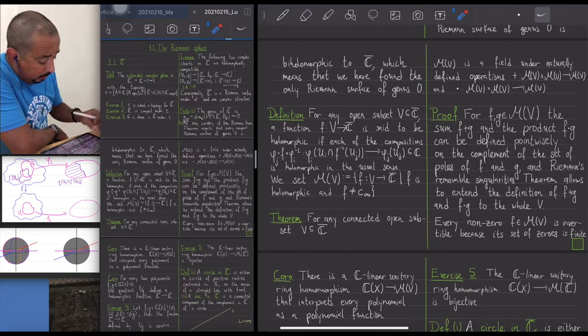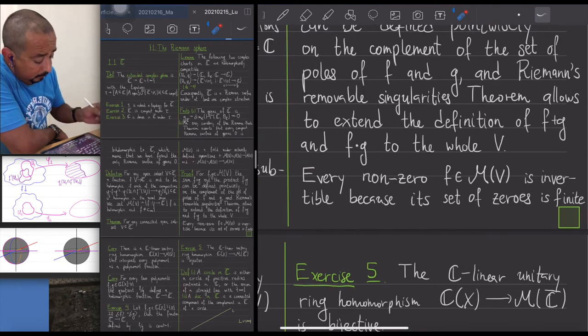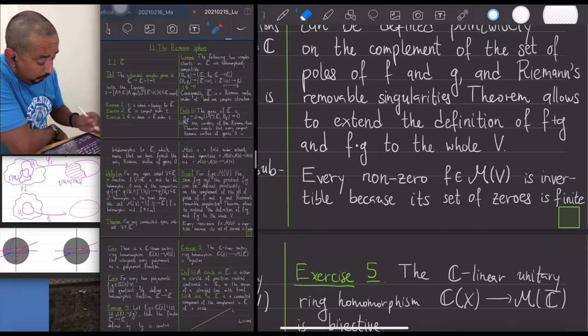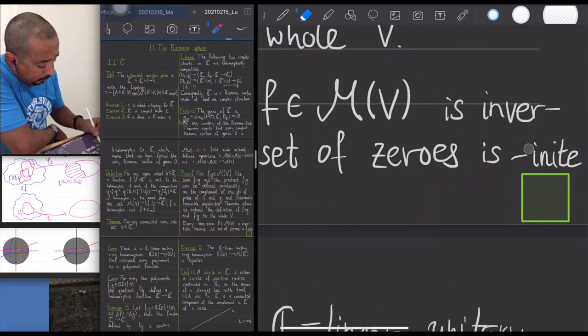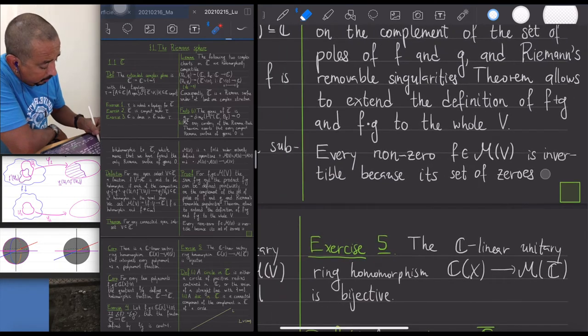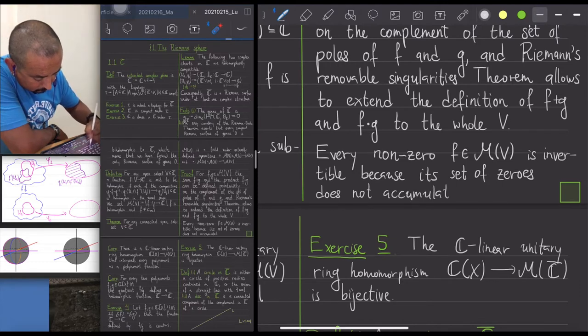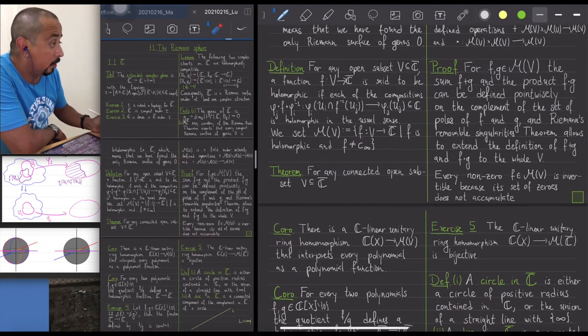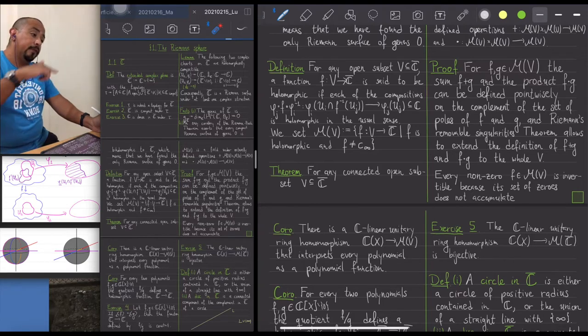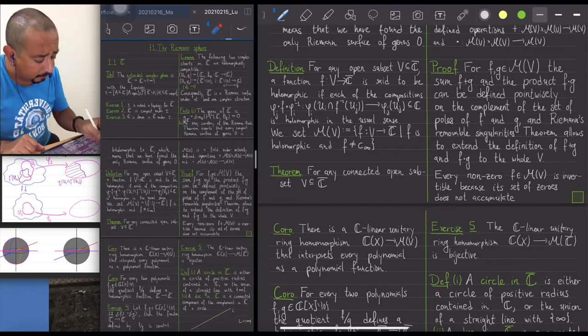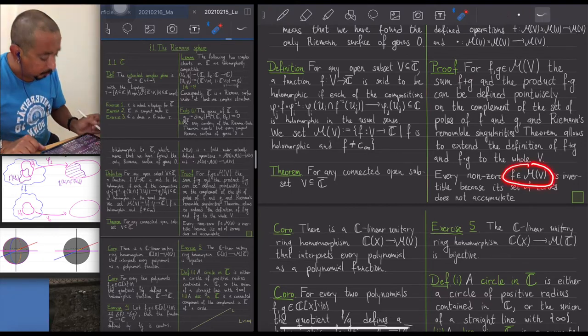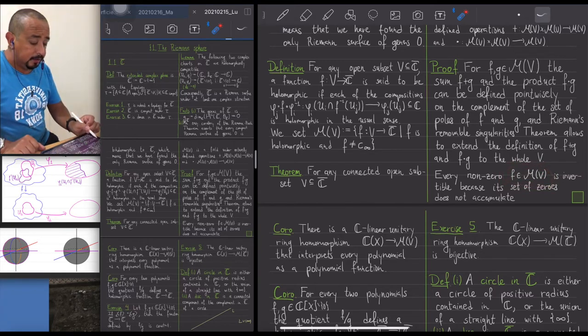Well, if V is connected, then the set of poles of F is, like here I shouldn't have said finite, but I should say that it does not accumulate. Except for this set of points where, did I say poles? No, sorry, I meant to say zeros. If I have a non-zero element of MV, then its set of zeros, so the set of points in V where F takes the value zero, does not accumulate. And this is because V is connected.